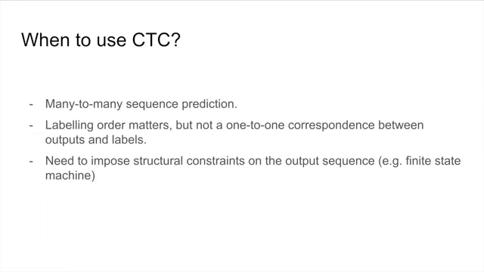So when are we going to use CTC? Specifically, we are going to consider a set of many-to-many sequence prediction problems. In these problems, we have a series of inputs, and for each input, we are going to produce an output, and each one of these outputs is going to be based on all of the previous inputs before that output. And in these problems, generally, the labeling order matters, but there's not necessarily a one-to-one correspondence between outputs and labels.